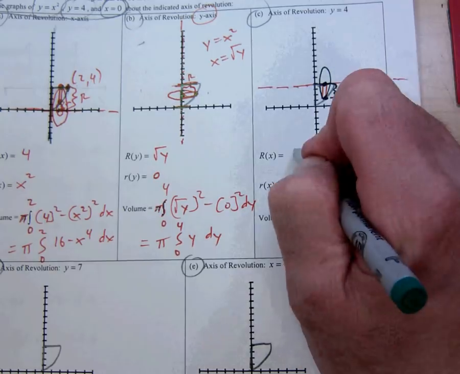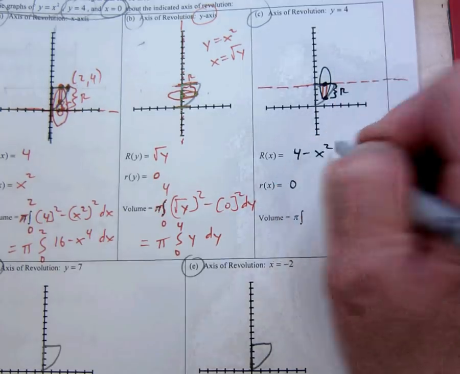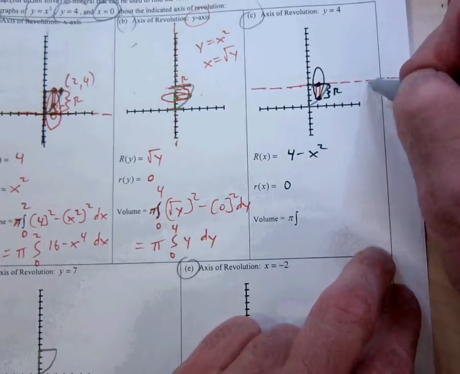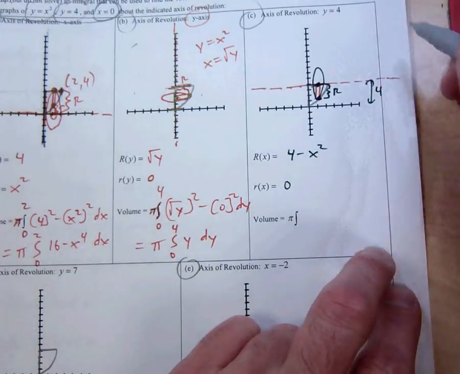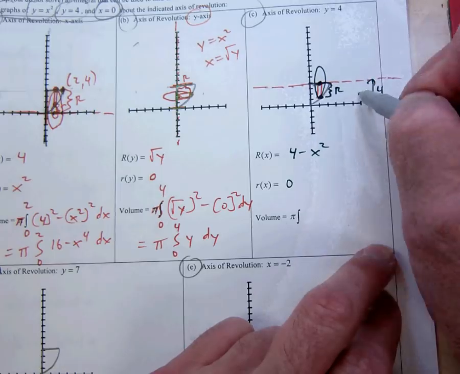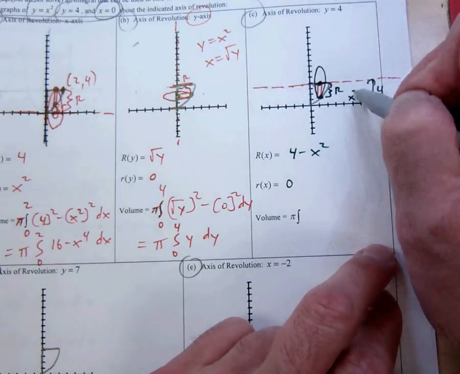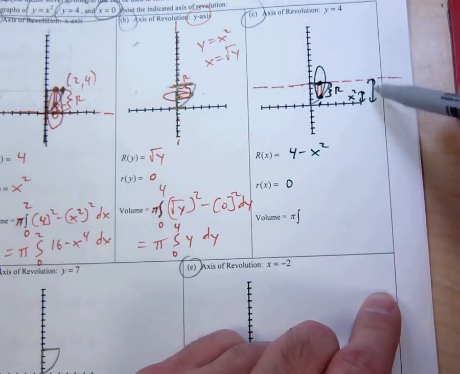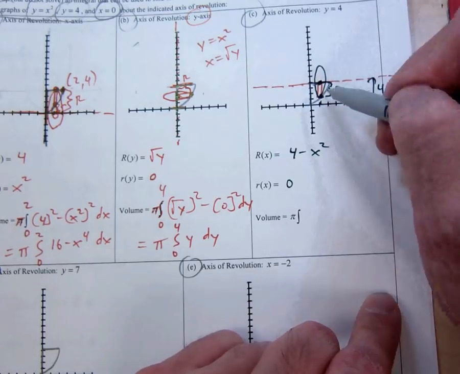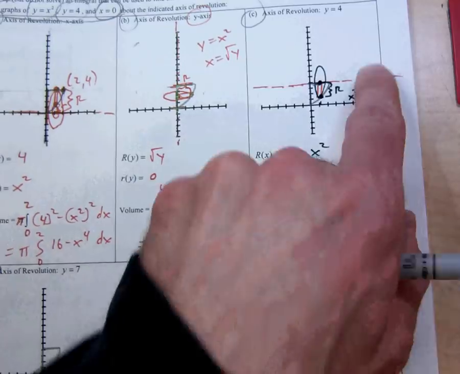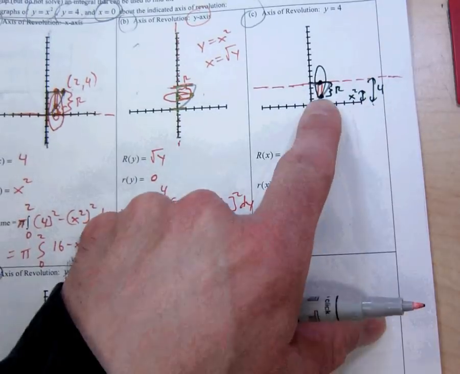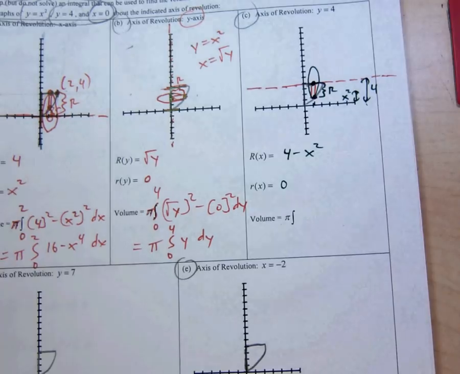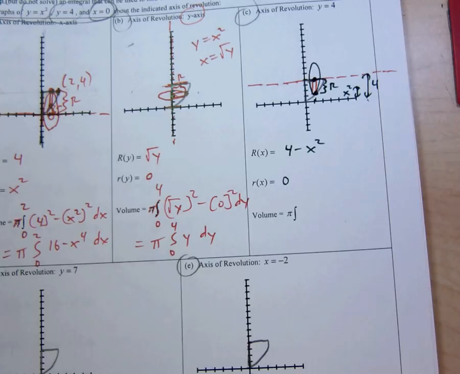Very good, Sam. The distance from here to here is this whole distance, which is 4, minus this little distance down here, which is x squared. Isn't the distance from here to here x squared? And isn't the distance from here to here 4? So the distance you want, from here to here, is the full distance, which is 4, minus the bottom distance, which is x squared. Do you agree that that's a general expression for my big R? You see that? Yes?